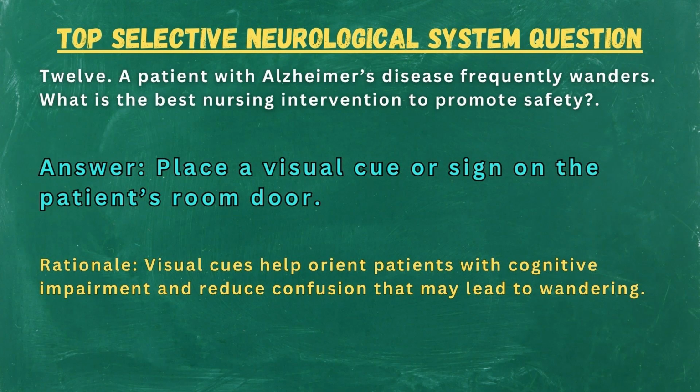12. A patient with Alzheimer's disease frequently wanders. What is the best nursing intervention to promote safety? Answer: Place a visual cue or sign on the patient's room door. Rationale: Visual cues help orient patients with cognitive impairment and reduce confusion that may lead to wandering.